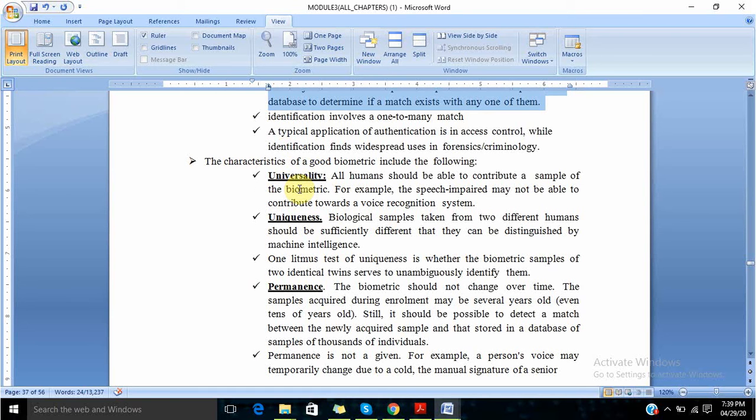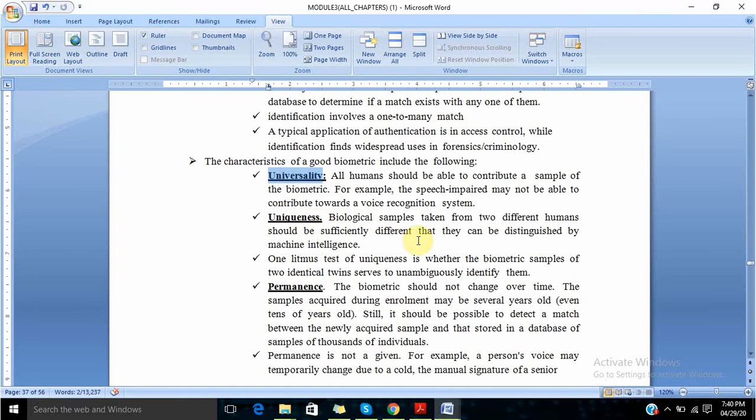Universality. What do you mean by this? All humans should be able to contribute a sample of the biometric. Everyone should be able to contribute. For example, a speech impaired person may not be able to contribute towards a voice recognition system. So according to the principle of universality, the system should be able to give service to most of the humans.